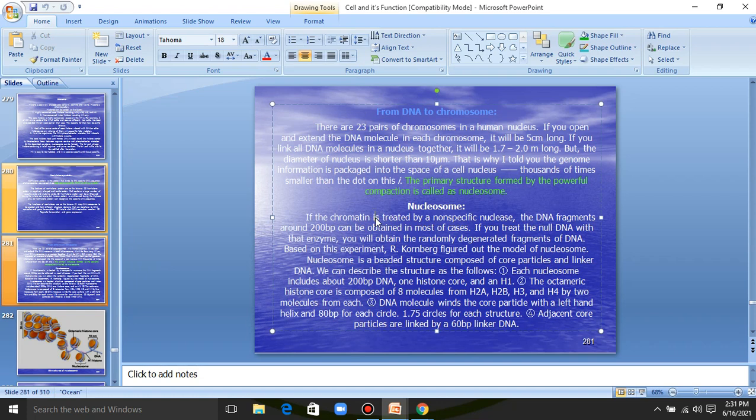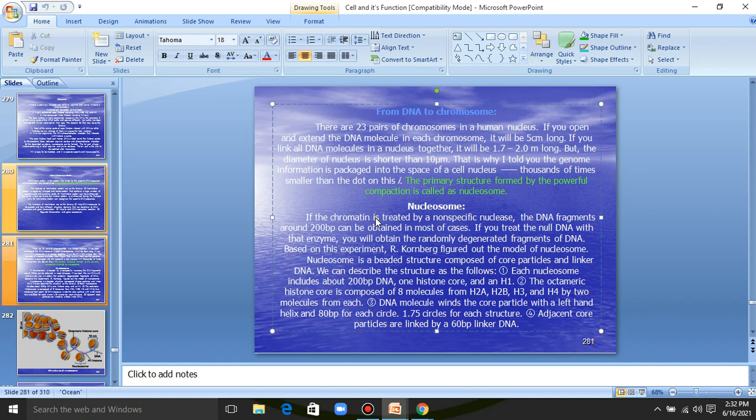In the last class, we were discussing the ultrastructure of the chromosome, or the structure of the chromosome under the nucleus. In human beings, there are 23 pairs of chromosomes in the nucleus: 22 autosomes or body chromosomes and 2 sex chromosomes. All of them are in the nucleus. Altogether, they are 23 pairs.